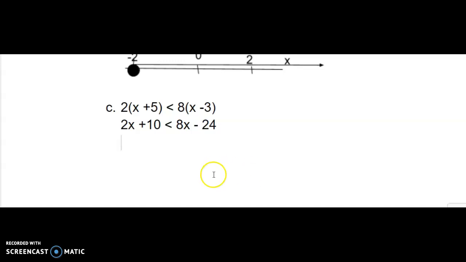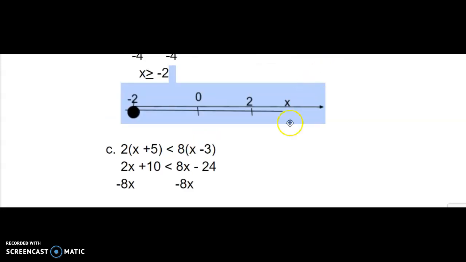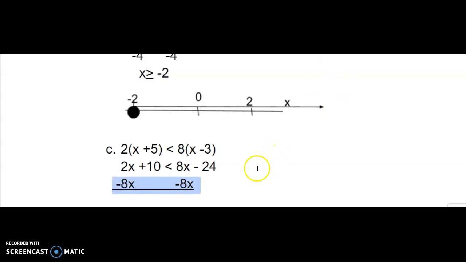Next, I am going to try to eliminate 8x over here on the right side, so that the variable can be with variable. I'm going to eliminate 8x by putting negative 8x on both sides. So I'm going to put negative 8x on the left, and do the same thing on the right, negative 8x. Okay, next, combine like terms. Go down.